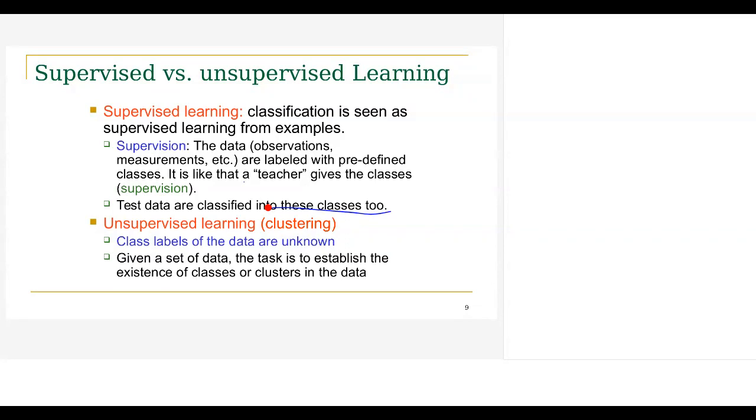On the contrary, unsupervised learning is clustering of data. Class labels of the data are unknown. We don't know the labels of that class. That is unsupervised. Given a set of data, the task is to establish the existence of classes or clusters in the data. We have to make the classes or clusters by ourselves.